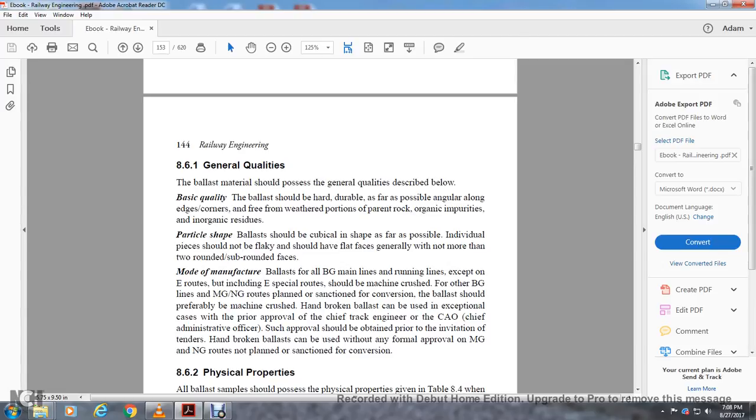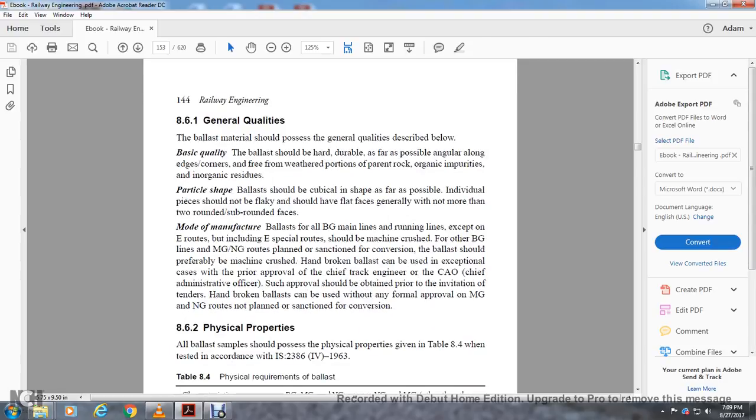Basic qualities: it should be hard, durable, as far as possible angular, large, with sharp edges and corners, free of weathered portions of the parent rock, organic impurities and inorganic residue. Ballast particle shape: ballast should be cubical in shape as far as possible. Individual pieces should not be flaky. They should have flat faces, generally with not more than two of them round or sub-round faces.